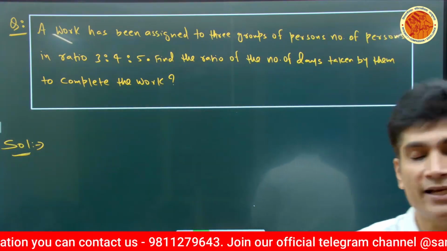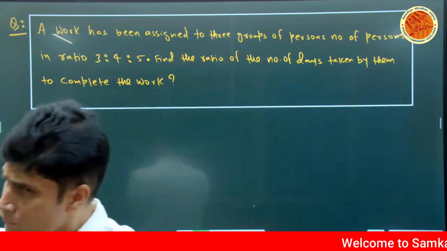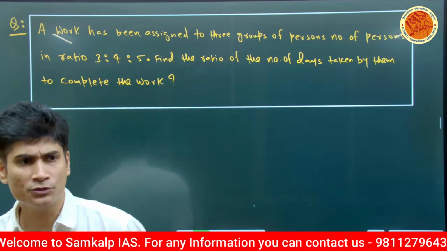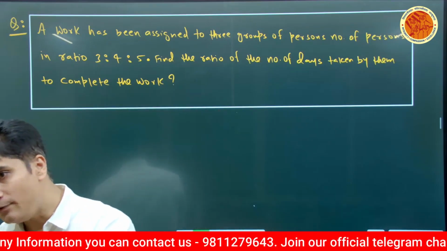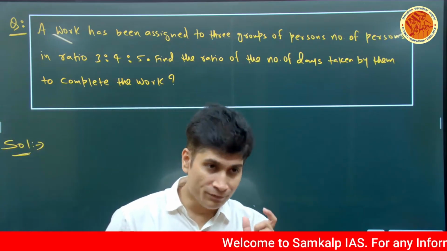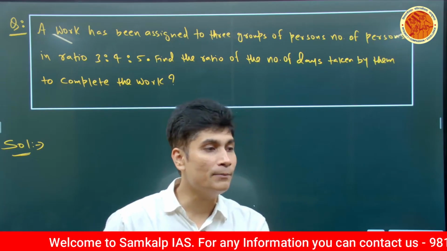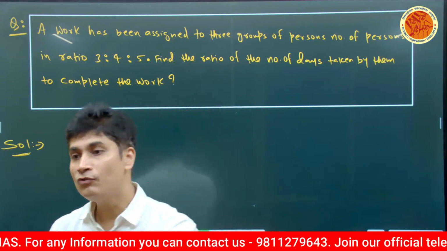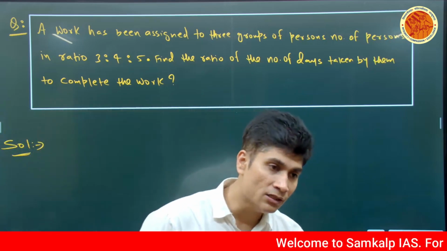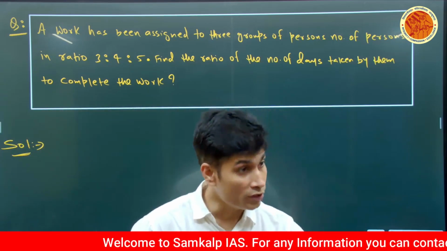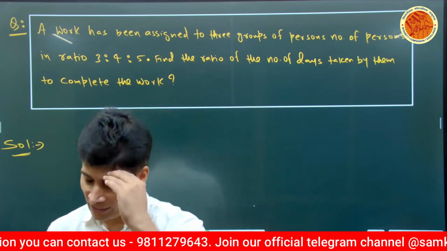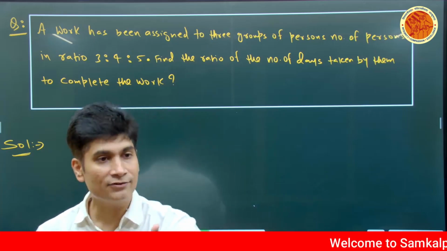Inverse relationship. Yes. Why inverse? Because we know that the same type of work has been assigned to all the 3 groups of persons. So if the same type of work has been assigned, then the group where the number of persons is larger will take fewer days to finish the work, and where the number of persons is lesser, that group will take more days to complete the work. Yes or no?